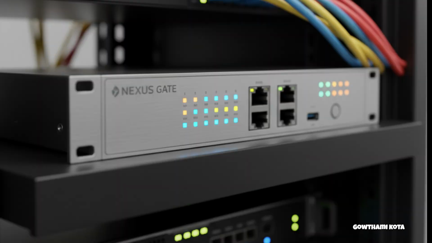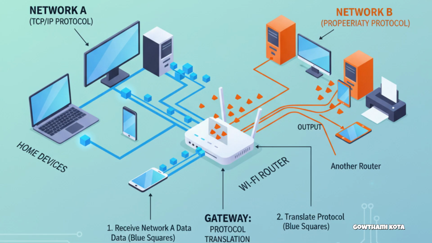The last device that we are going to discuss is gateway. A gateway connects two networks that use different protocols. It can operate at any layer of the OSI model, but it usually functions at the higher layers. A gateway works as a protocol converter.